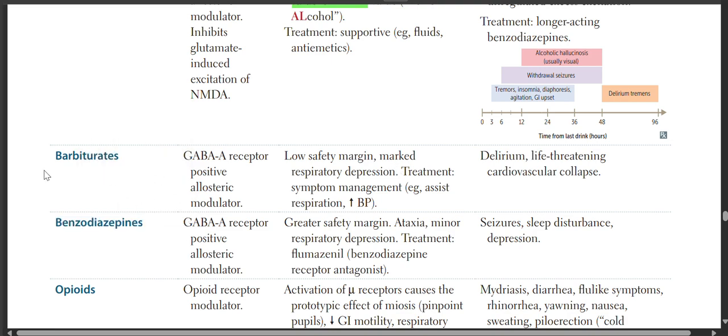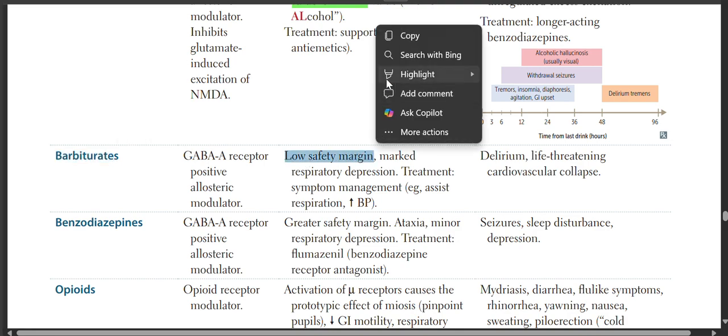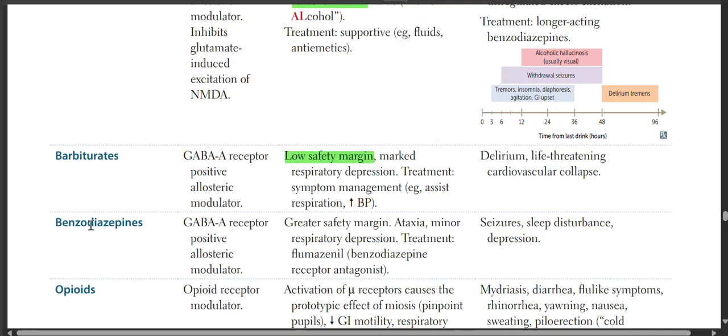Remember that barbiturates can cause a much greater CNS depression. That means they're less safe compared to benzodiazepines. Benzodiazepines can also cause CNS depression, but not as much as barbiturates. And if someone has a benzodiazepine overdose, you can treat them with flumazenil.